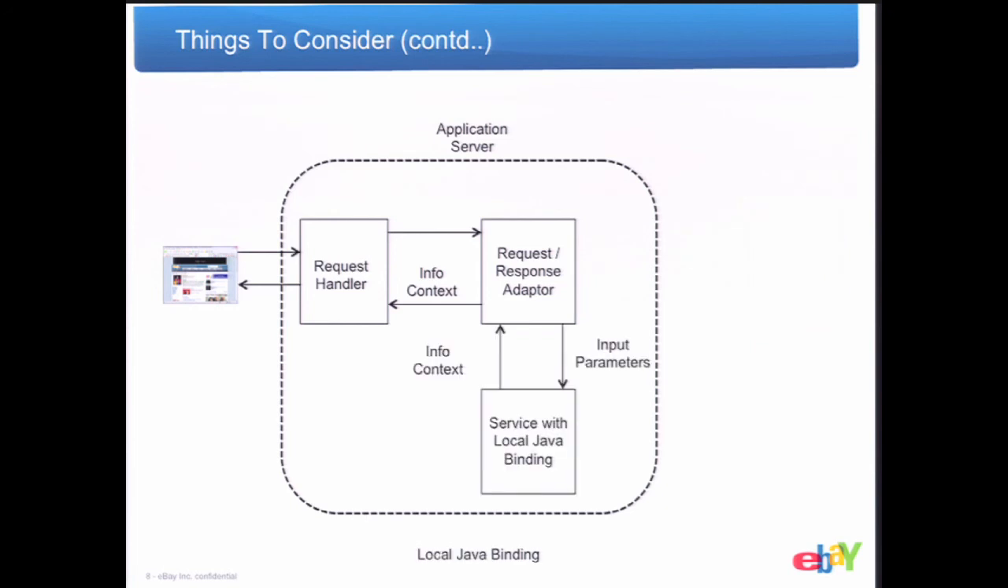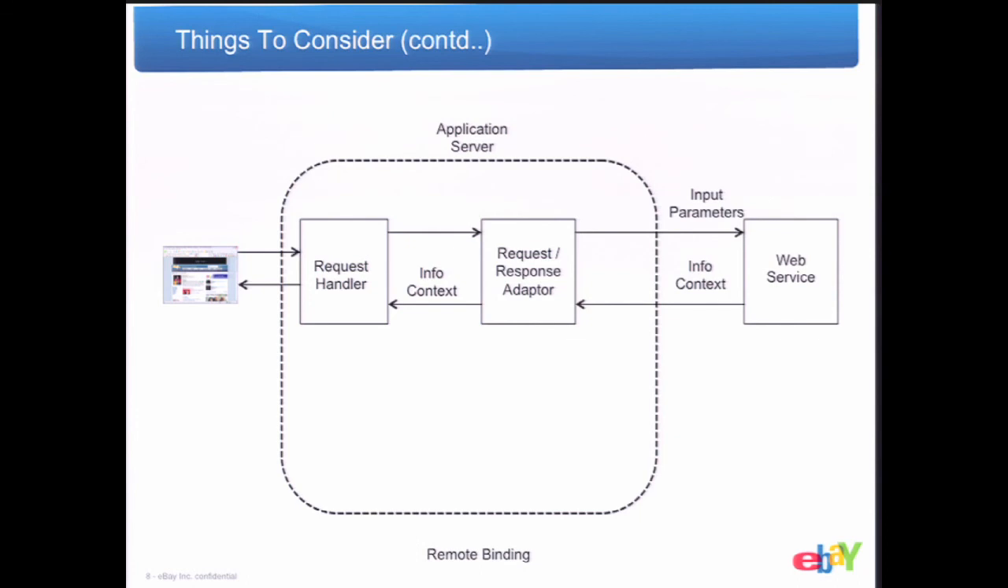So this was local binding. The application server and service with a local Java binding are running in the same application server. This is the example of remote binding, where my web services are outside of the application server. In these cases, as I said, there's a performance implication, and proper thought should be given before you decide whether your service should be a local bind or a remote bind.